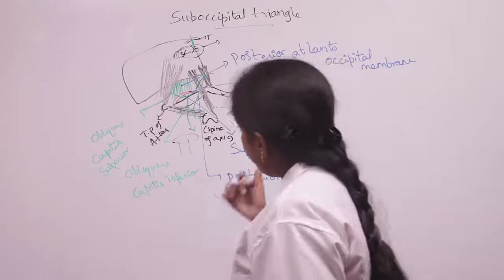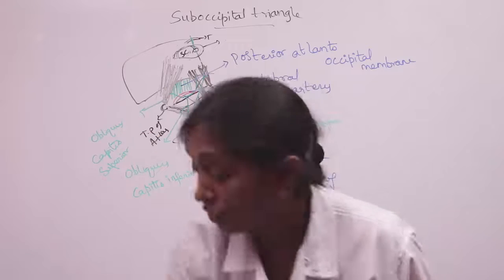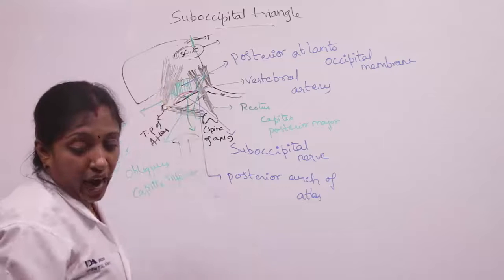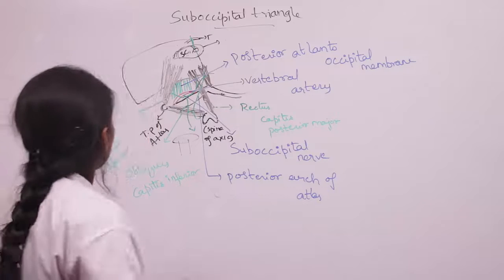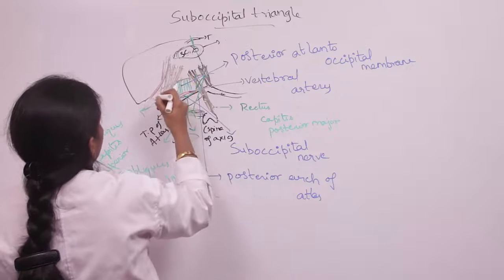Okay, and coming to the roof only, the superolateral part of the roof consists of one important artery. We call it the greater occipital artery. It is present here, occupying the superolateral part of the roof.